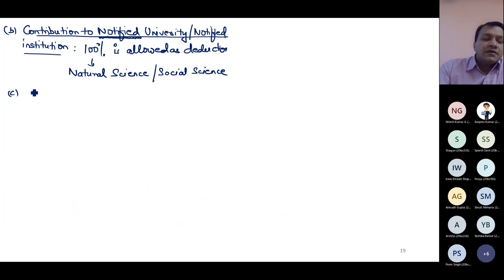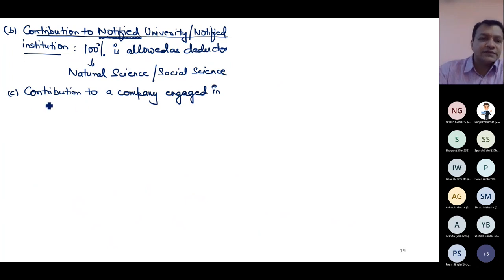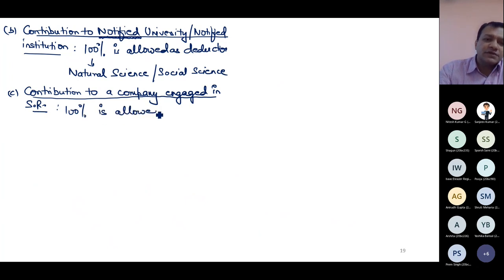Third, you might be donating to any company which is engaged in research. Contribution to a company engaged in scientific research. Here also government says it's not necessary that you only donate to the government institutions. If any private company is performing well in research, you can donate to that company also. Ultimately, when any outcome will come, the society gets the benefit. So here also 100% is allowed as deduction. Whatever you donate, 100% is allowed as deduction.